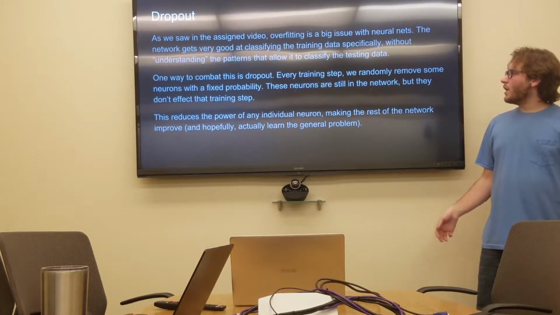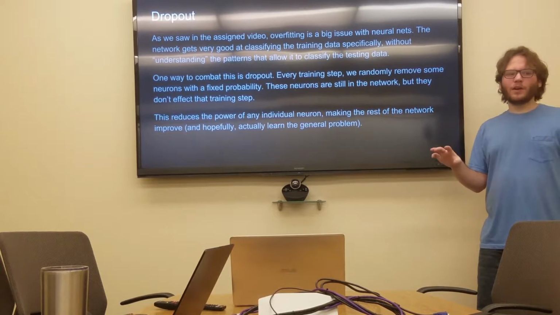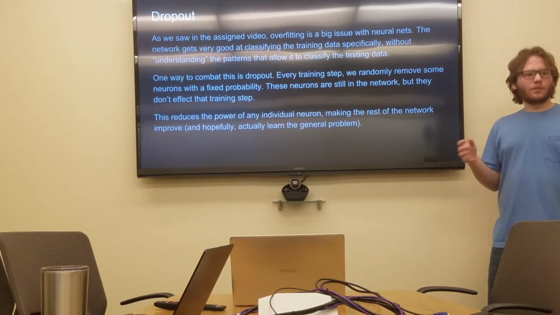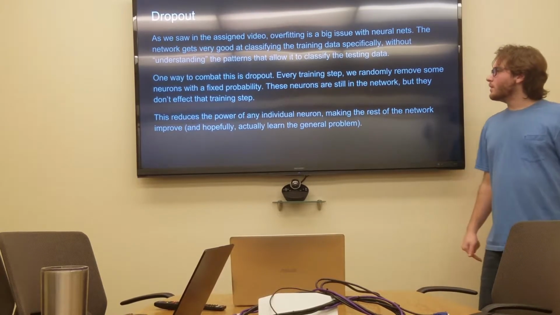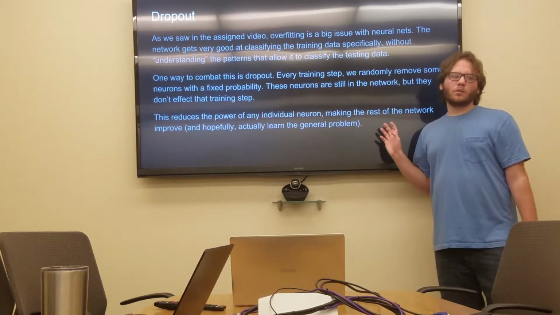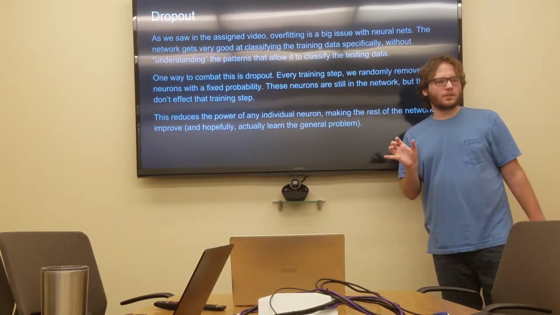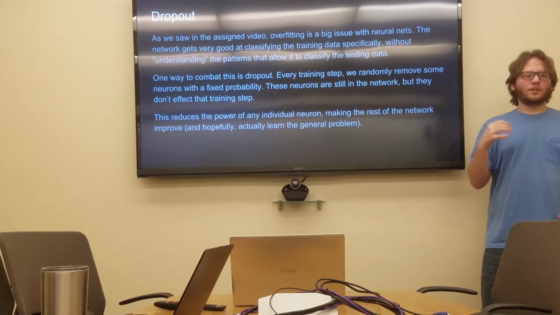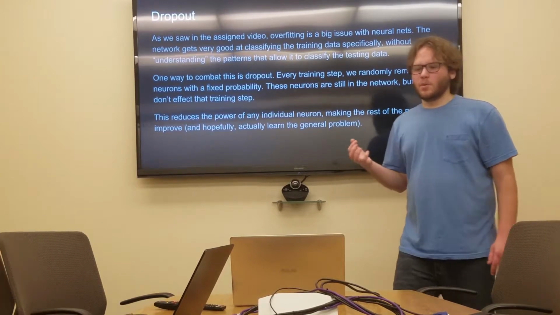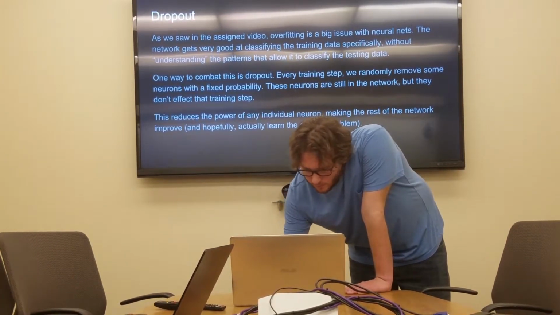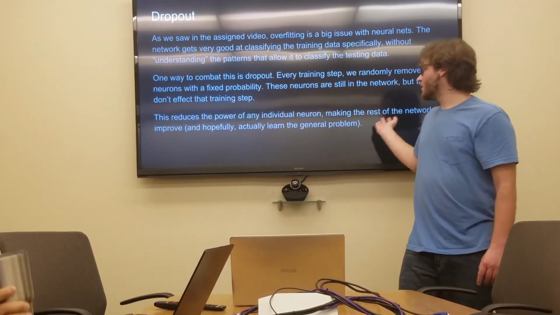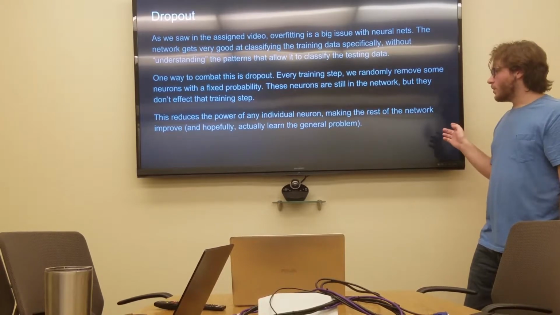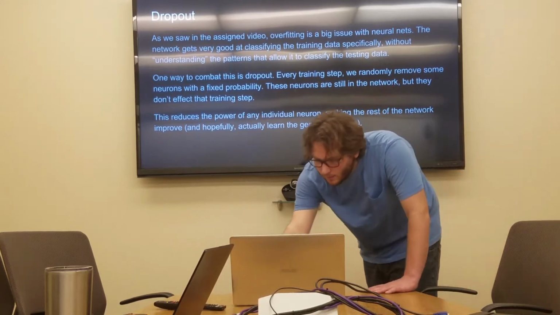Basically, you're going to have random neurons just stop firing during every training execution. They're all going to fire during testing, of course. And it's going to make the neural network not rely on one or two specific neurons. It's going to make it so it has to have a dynamic solution, which is usually going to be more general. Yeah, the bottom sentence is probably the best one here: reduce the power of the individual neuron, making the rest of the network improve.